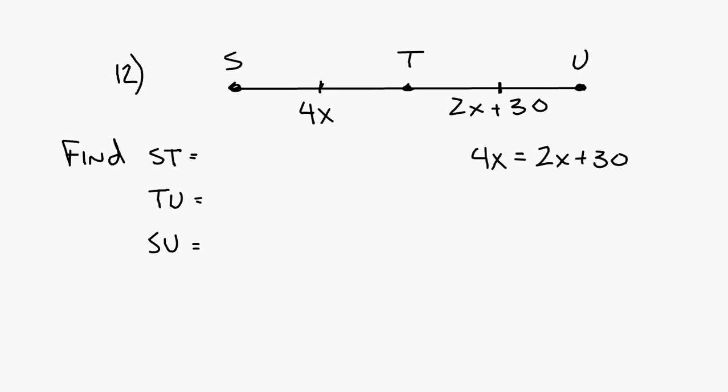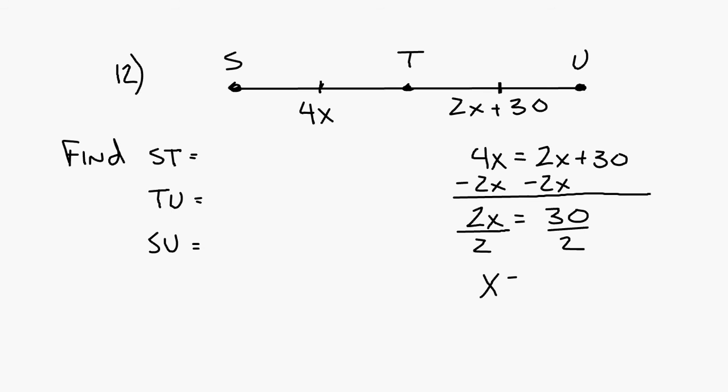Subtract 2x from each side, and 4x minus 2x is 2x, which is going to equal 30. And divide by 2. So x equals 15. But that's not what they're asking for, is it? If it's a multiple choice quiz, which it's going to be, I bet you that answer A is probably 15. But if you don't read the problem, they don't want to know what x is. They want to know what S to T is.